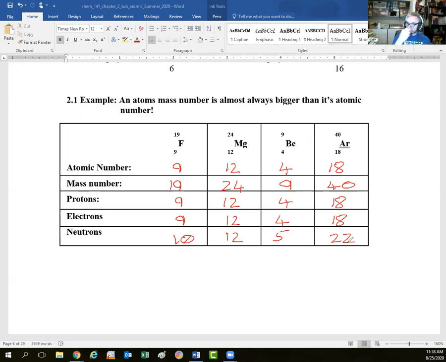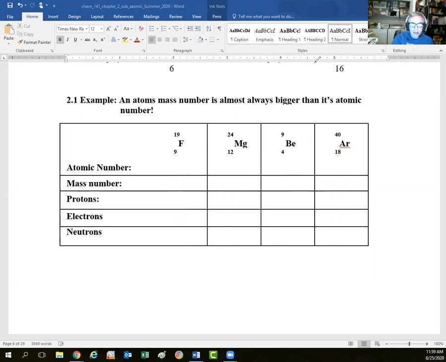Protons and neutrons have the mass, and they are found in the nucleus. The protons are positively charged, the electrons are negatively charged. Positively charged particles repel other positively charged particles, but they attract negatively charged particles.